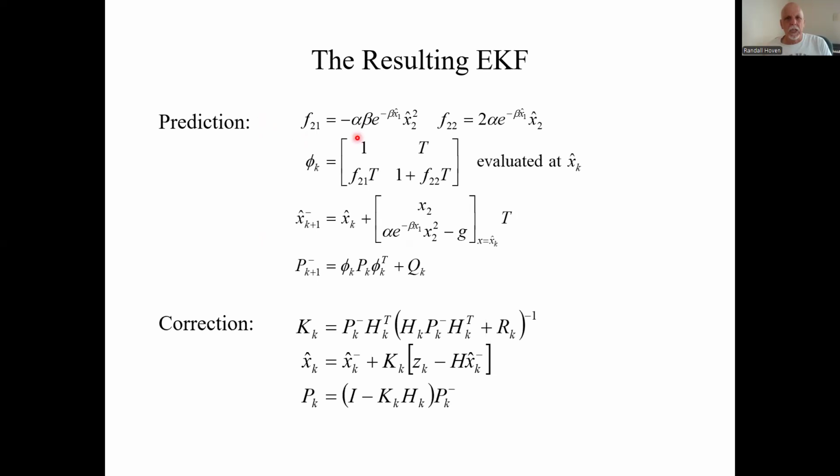At prediction, you got to calculate those little F21 and F22 terms, which are easy enough. Evaluated at your current estimate. Then from that, you can construct your phi matrix. Then from that, come up with your prediction of your state vector to the next time step. This means multiplied by the time step. And you can calculate your estimation error variance, covariance, to the next time step.